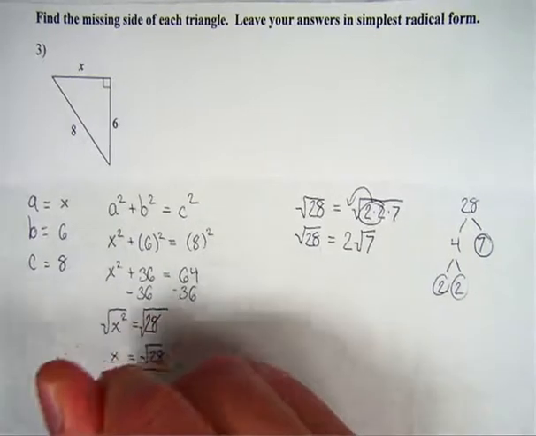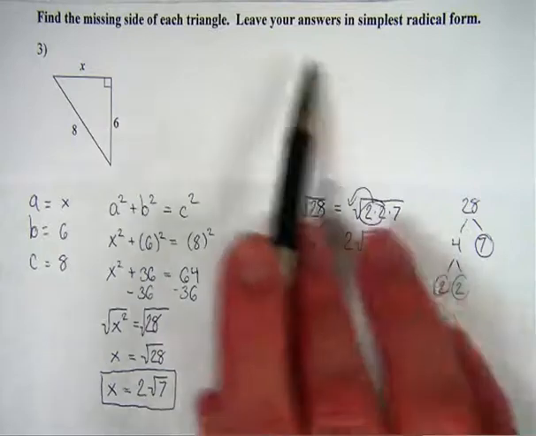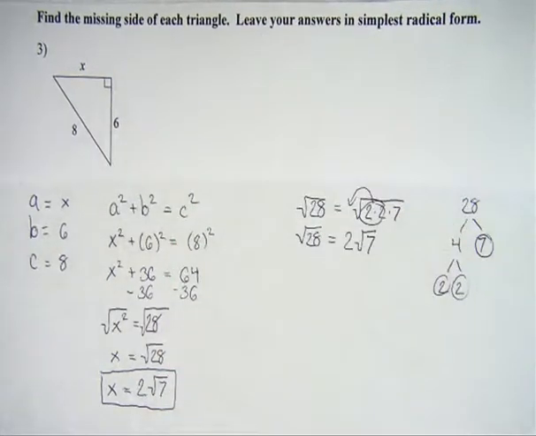And this has some advantages. When you round, you actually lose some accuracy. Whereas if I do this and I leave it in simplest radical form, this gives me that full decimal without rounding at all. So I haven't lost any accuracy by leaving it like this. So when you see something asking you to leave your answers in simplest radical form, this is what we're looking for.